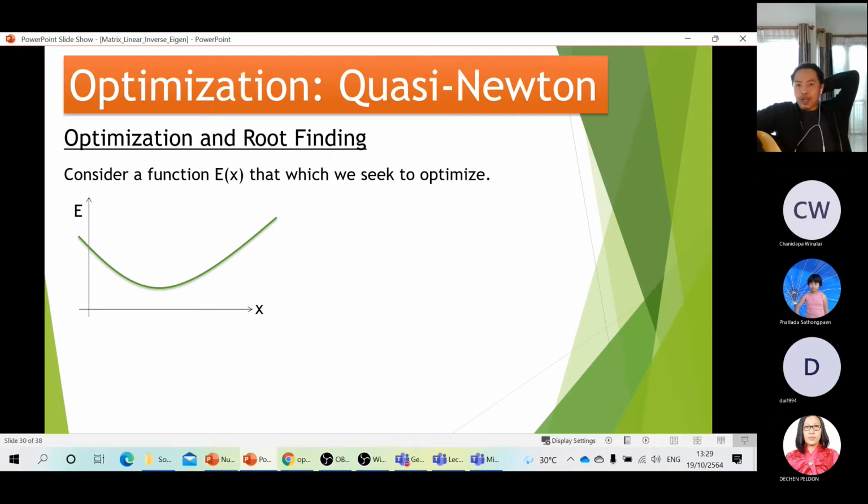Now these two topics are related actually. Let's begin with this nice formal way of putting the problem. Suppose we have a function, just one variable, E of x, which we seek to optimize. Okay. Now at this optimum value, what do you think is the condition at the minimum?